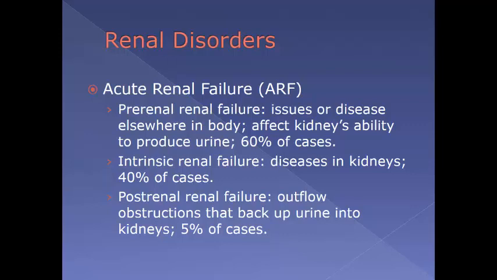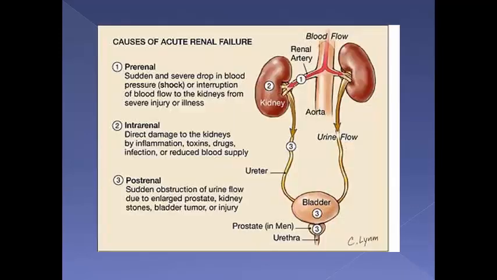Now, your intrinsic renal failure is about 40% of your cases, and this is direct damage to the kidneys themselves by inflammation, toxins, drugs, poor perfusion to the kidneys, something like that. And then you've got post-renal failure, which is going to be an obstruction that backs urine up into the kidneys. It's about 5% or so of the cases, not very many, but this might be like a tumor or injury, prostate enlargement in men, something like that.